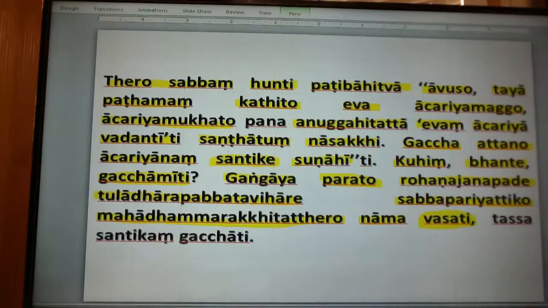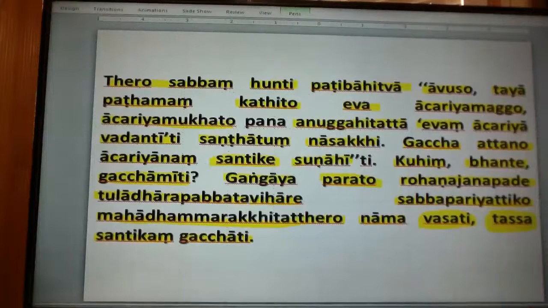Maha means great, Dhamma is the Dhamma, Rakita means protect. So that senior monk protects the Dhamma. Tassa Sanikan, approach the teacher and study there. So Kichati means we go there and learn, study there.